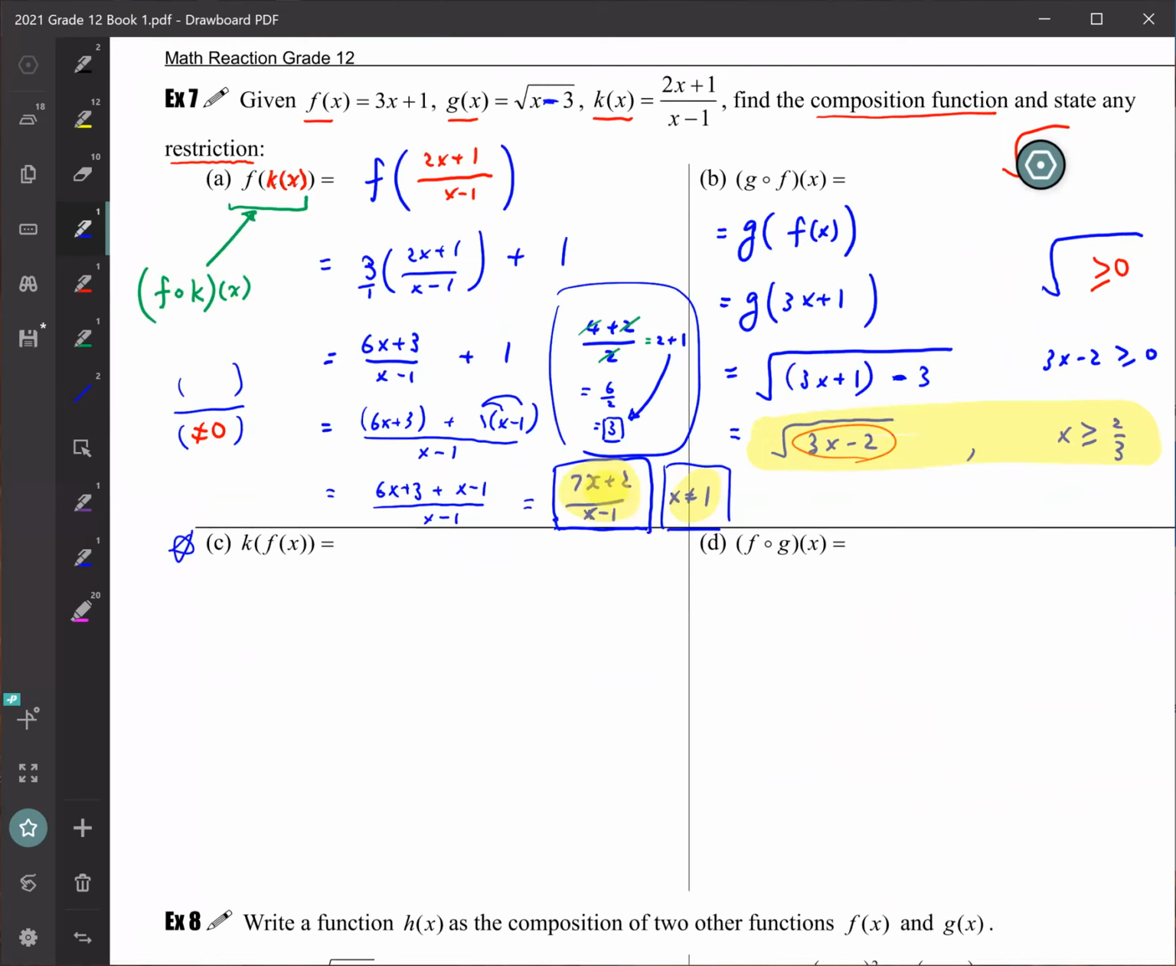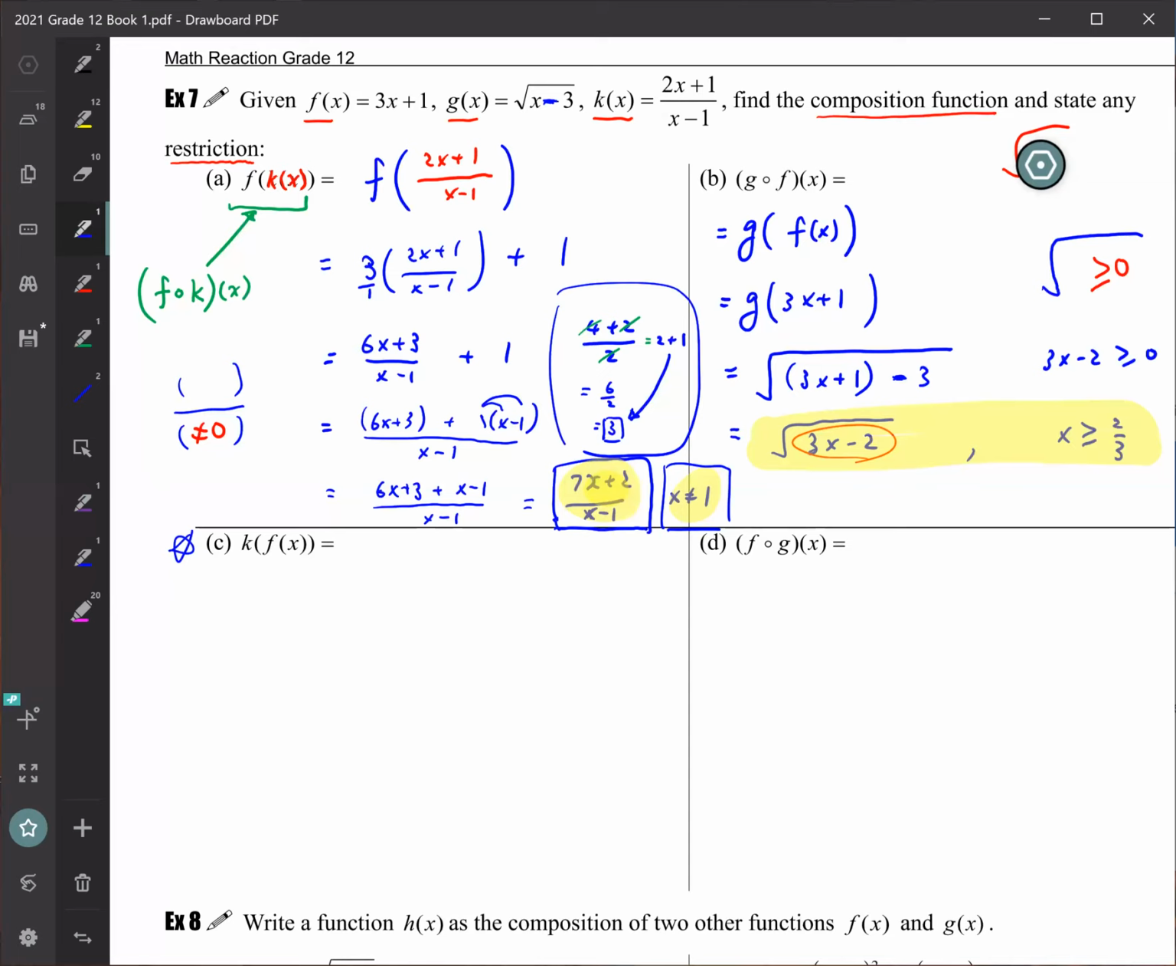Caleb? Oh, could you say that again? I couldn't hear you. You were lagging a little bit. Okay, which function is the inside function for question C?